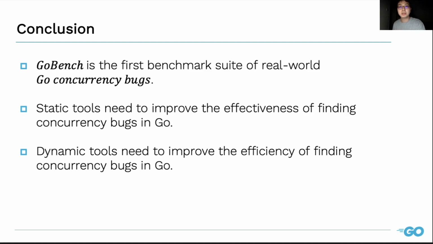In conclusion, GoBench is the first benchmark suite of real-world Go concurrency bugs. Current tools cannot achieve perfect detection results. Static tools need to improve the effectiveness of finding concurrency bugs in Go, while dynamic tools need to improve the efficiency of finding concurrency bugs in Go.